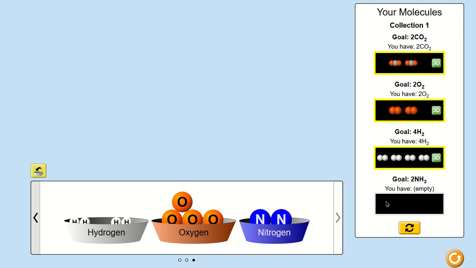And now we make our way down the collection number 1 to 2NH3. Now, what does the 2 tell us? It means 2 times N, which means I have 2 nitrogen atoms. 1, 2. And it means 2 times H3. Well, 2 times 3 is 6, which means I have 6 hydrogen atoms. Oh no. Do you know what I forgot to do? I need to reset the atoms. Whew, my bad. So we have 2 nitrogen atoms, and now I'm going to have 6 hydrogen atoms in total, 3 on each of them.